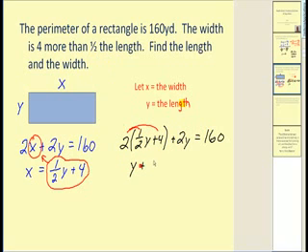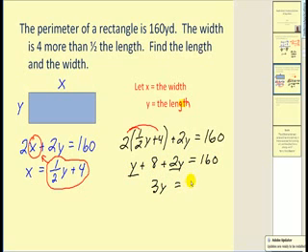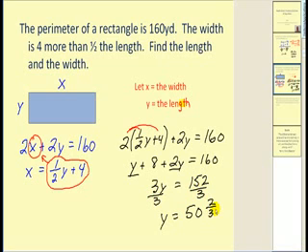We'd have y plus 8 plus 2y equal to 160. So we'll combine our like terms and then subtract 8. That would give us 3y. If we subtract 8 from both sides, that would leave us with 152. Dividing by 3, y would be equal to 50 2/3 yards.